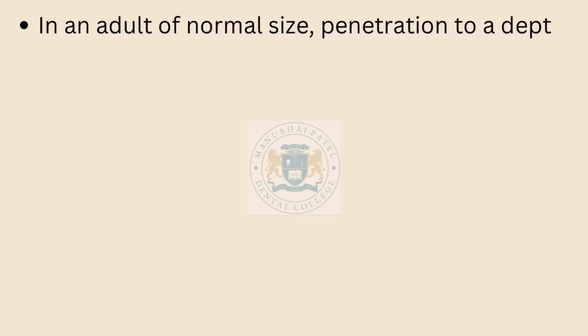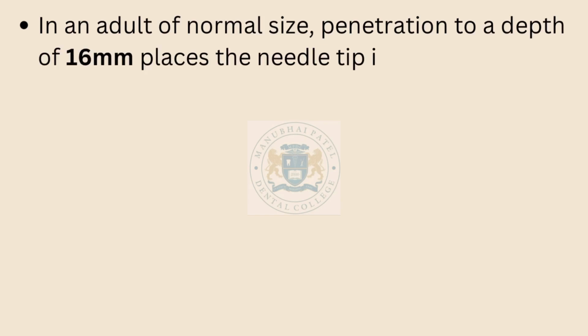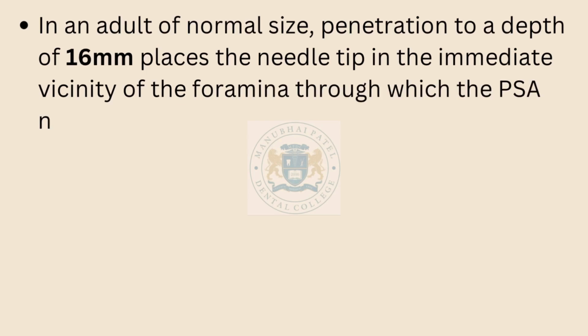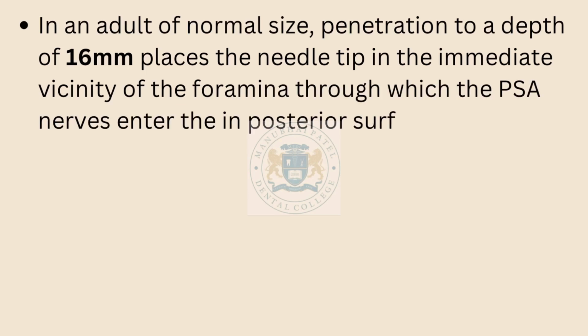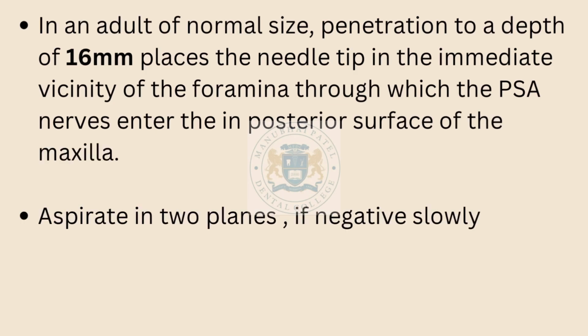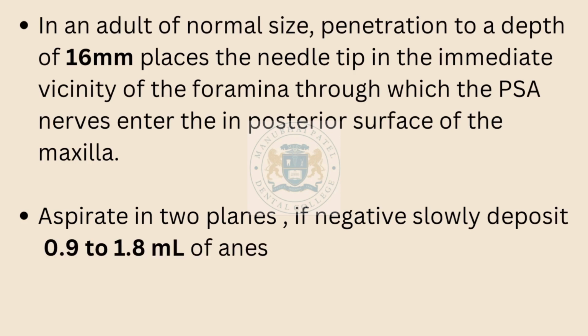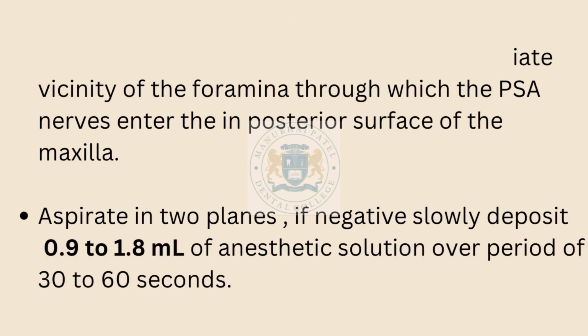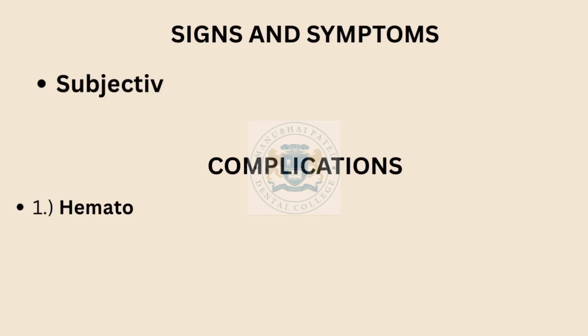In an adult of normal size, penetration to a depth of 16 mm places the needle tip in the immediate vicinity of the foramina through which the PSA nerves enter the posterior surface of the maxilla. Aspirate in two planes. If negative, slowly deposit 0.9 to 1.8 ml of anesthetic solution over a period of 30 to 60 seconds.